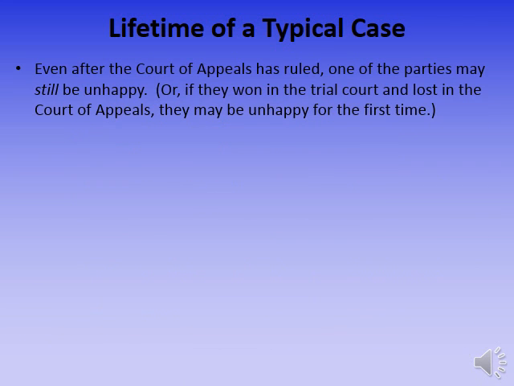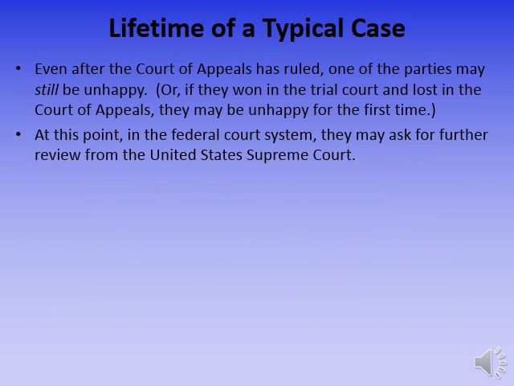Well, even after the Court of Appeals has ruled, one of the parties may still be unhappy. And maybe they're unhappy for the first time, because if they won in the trial court and lost in the Court of Appeals, they will now be unhappy for the first time. Well, if they are still unhappy at that point in the federal court system, they can ask for further review from the United States Supreme Court itself.